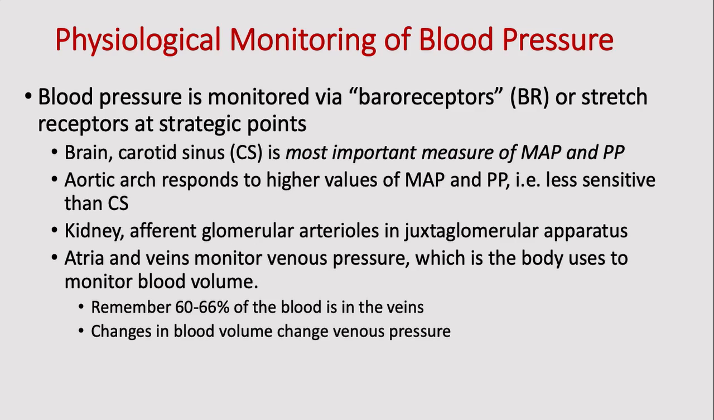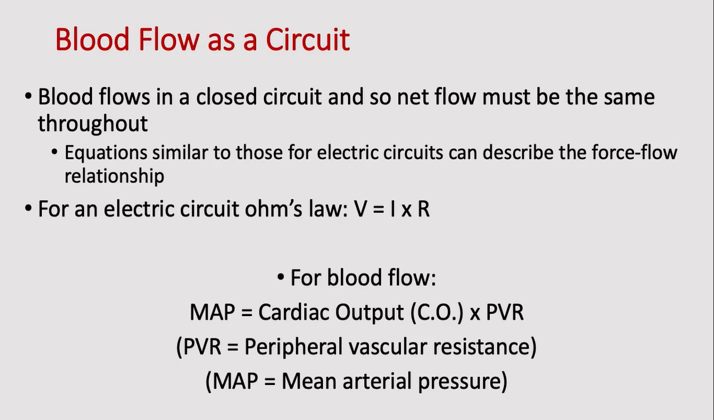Remember that up to 66% of the blood is in the veins or the venous system, which is important for volume or blood volume reservoir. And changes in blood volume change the venous pressure. So if you give somebody blood products, you will actually just increase the venous pressure, not necessarily the systolic blood pressure that you would take via a cuff.